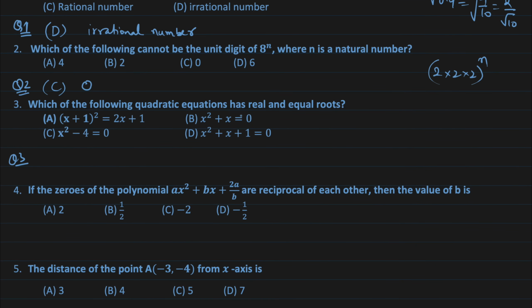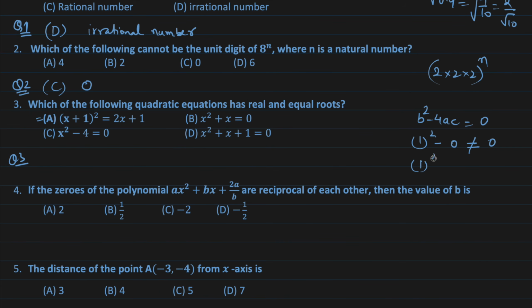Which of the following quadratic equations has real and equal roots? So for real and equal roots, we need b square minus 4ac to be 0. As this is not a simplified one, let's first try the other ones. B part, x square plus x, so here b is 1, and c is 0, so this becomes 1, which is not equal to 0, right? Let's try the D part.